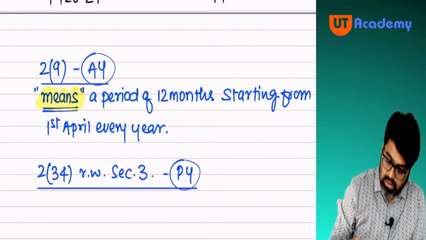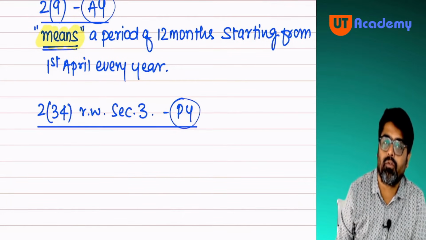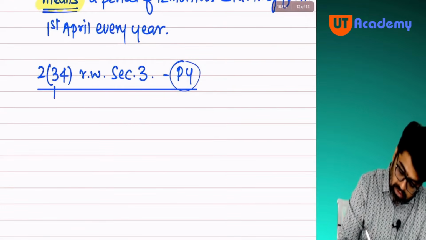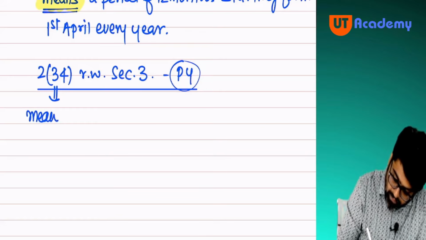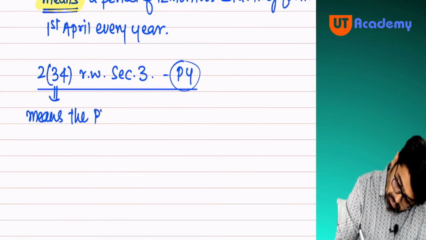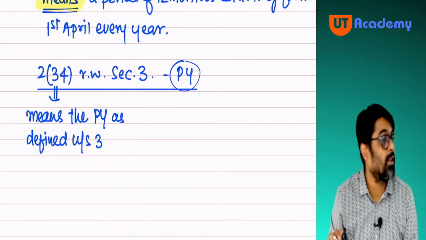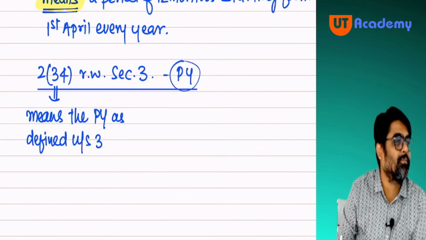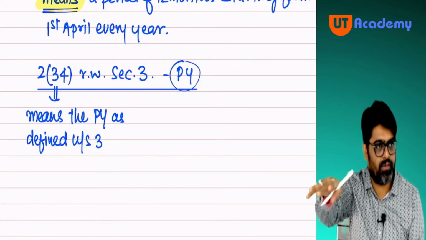Yes or no? Now, coming to the definition of previous year, as per section 2 subsection 34. Previous year means the previous year as defined under section 3. Under section 3, the definition of previous year is there.